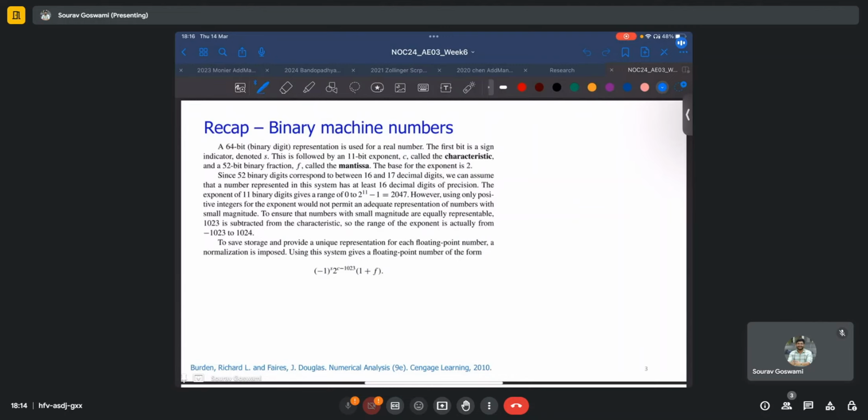Usually for real numbers, a 64-bit binary digit representation is used. The very first bit is a sign indicator denoted by S, followed by an 11-bit exponent c called the characteristic. So this denotes the sign, this is the characteristic, and the 52-bit binary fraction f called the mantissa, which is shown right here.